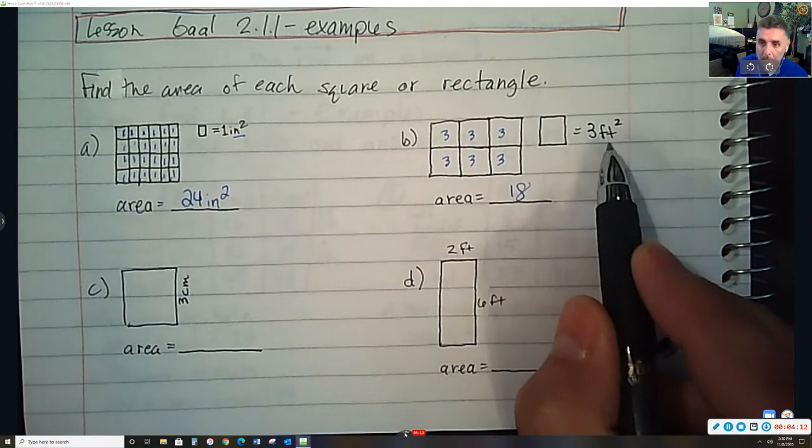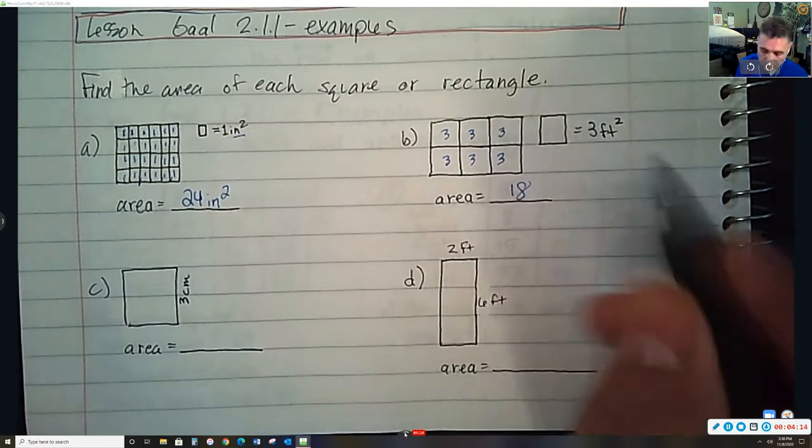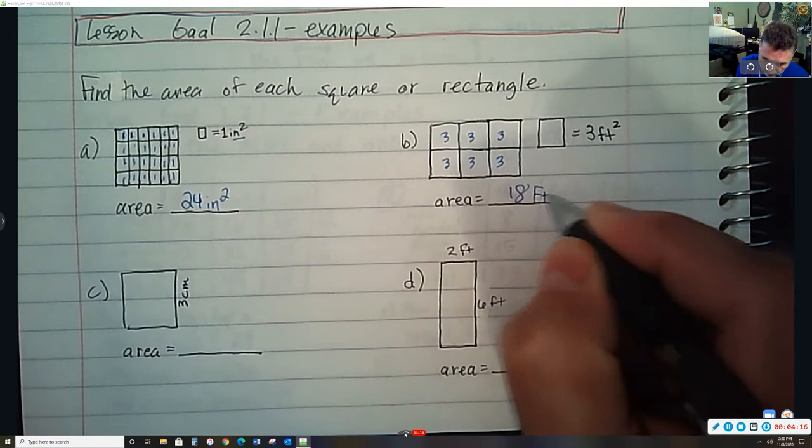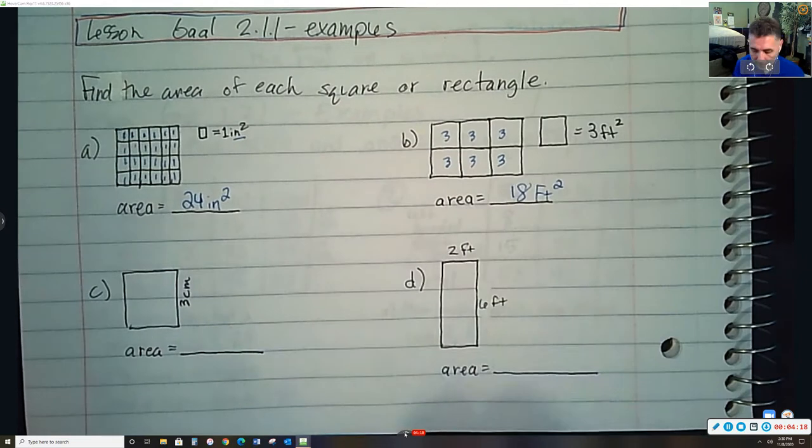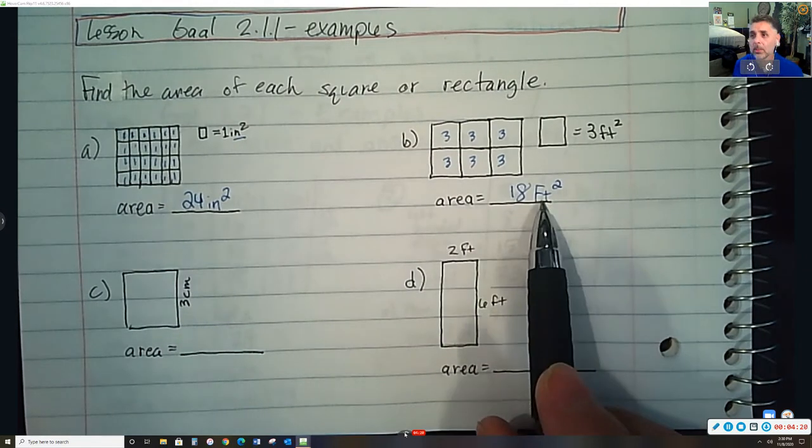And again, it's measuring these in feet squared. So you put feet squared next to it. If you don't put this next to it, it's going to be marked wrong. Okay, so be careful.